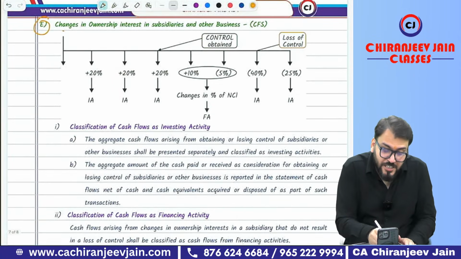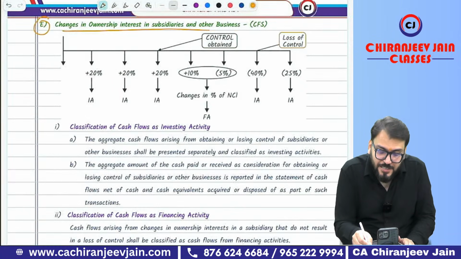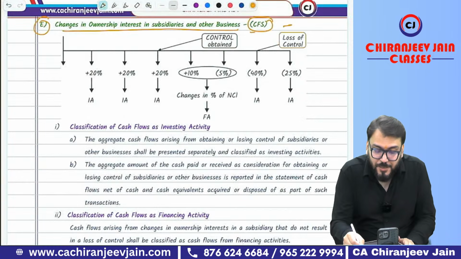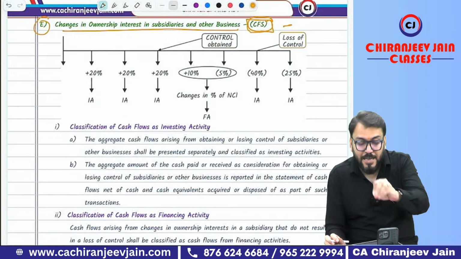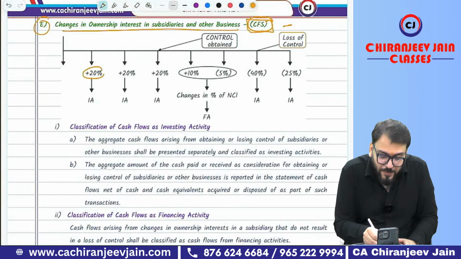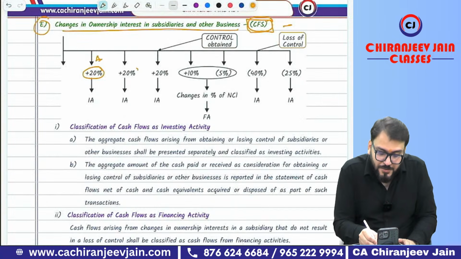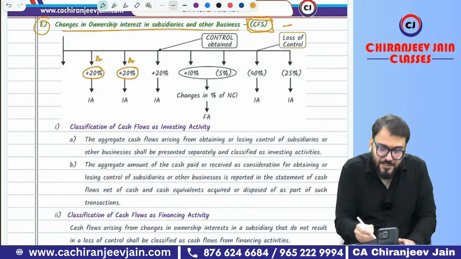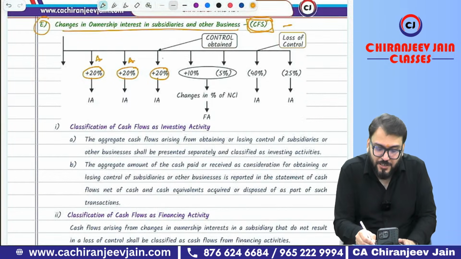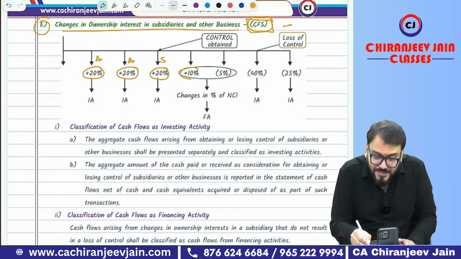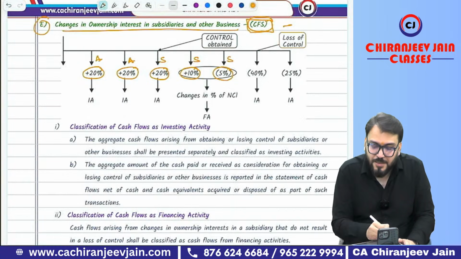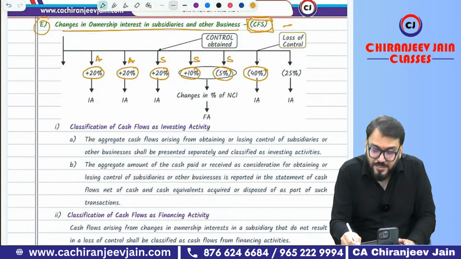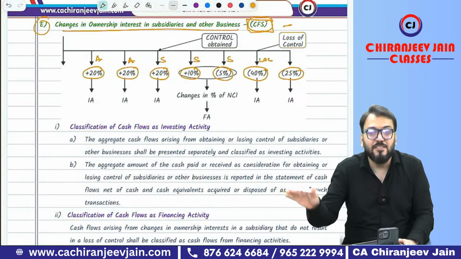Point number E, changes in ownership interest in subsidiaries and other businesses. Very interesting. This point is applicable for consolidated financial statements. For example, initially they acquired 20%, it is an associate. Then again acquired 20%, it is an associate. Then again acquired 20%, it becomes a subsidiary. Then 10% again acquired, it is a subsidiary. Then 5% disposed, it is again a subsidiary. Then 40% disposed, there is a loss of control. Then 25% disposed, total investment disposed.